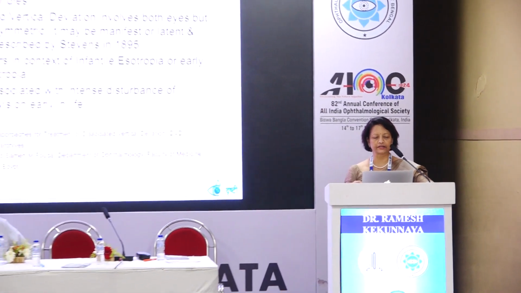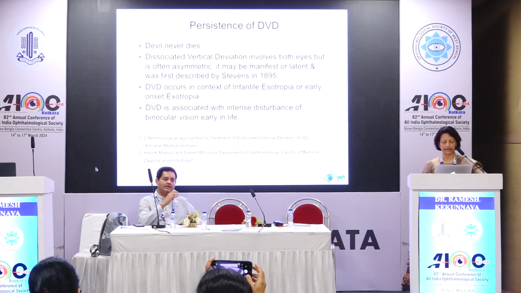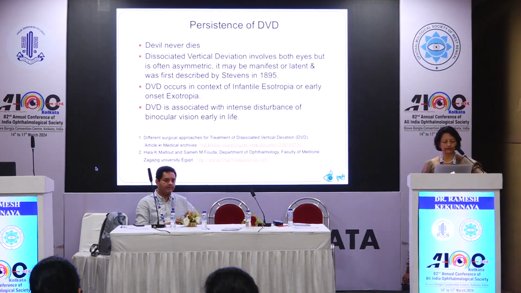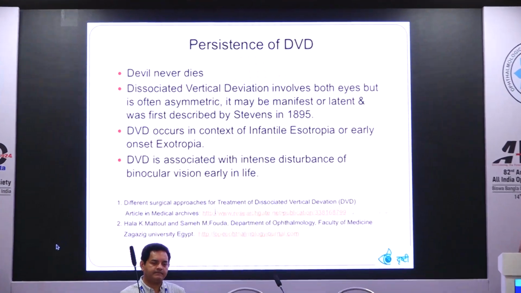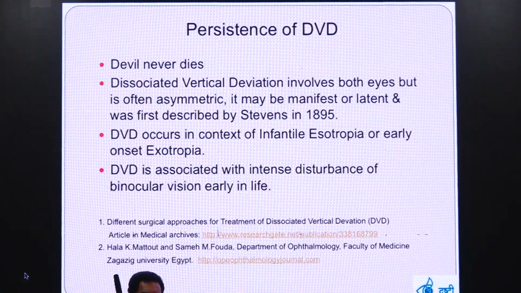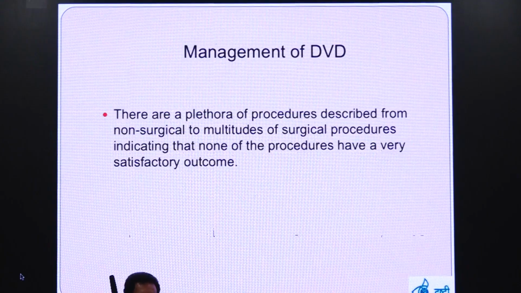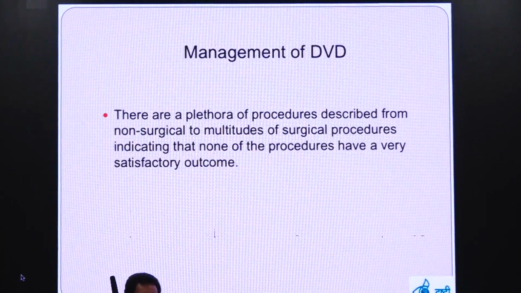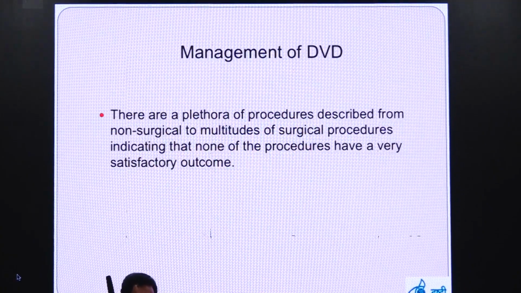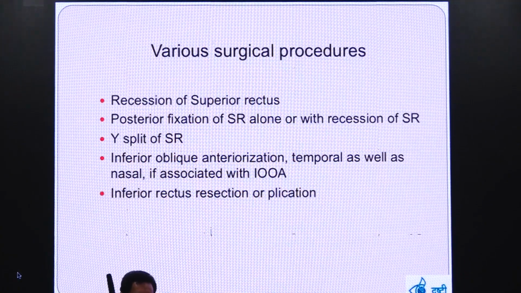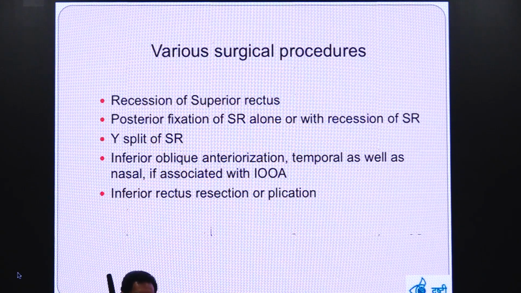So persistence of DVD, I always say it's devil never dies. Dissociated vertical deviation involves both the eyes but is often asymmetric. It may be manifest or latent and was first described by Stevens in 1895. DVD occurs in the context of infantile esotropia or early onset exotropia and is associated with intense disturbance of binocular vision in early life. There are a plethora of procedures described, from non-surgical to multitudes of surgical procedures, indicating that none of the procedures have a very satisfactory outcome. These are various surgical procedures which are described for DVD.